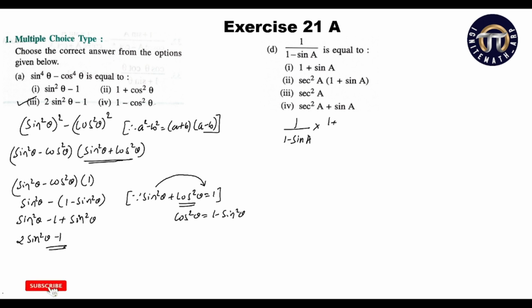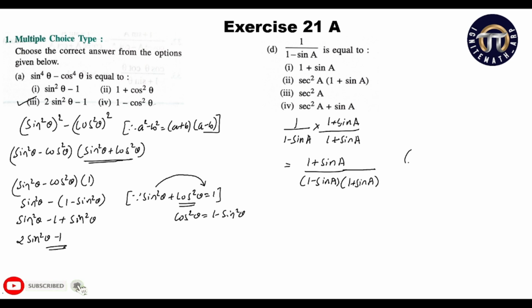I'll multiply this with 1 plus sine A by 1 plus sine A. So I can write this one as 1 into 1 plus sine A is 1 plus sine A itself. Then this can be, look at this, 1 minus sine A into 1 plus sine A, which looks like the identity A minus B, A plus B, that is equal to A square minus B square. So this can be written as 1 plus sine A by 1 minus sine square A, 1 square minus sine square A. In fact, 1 square is 1 itself.